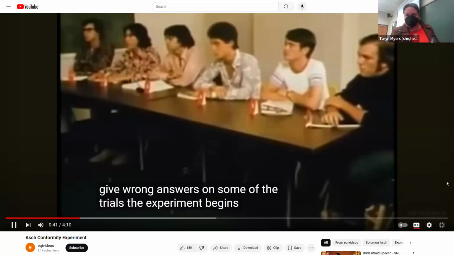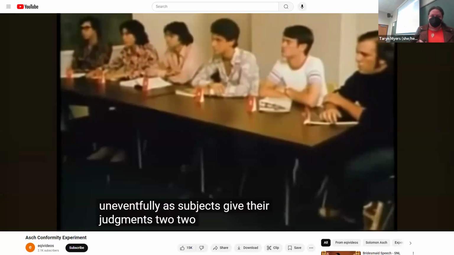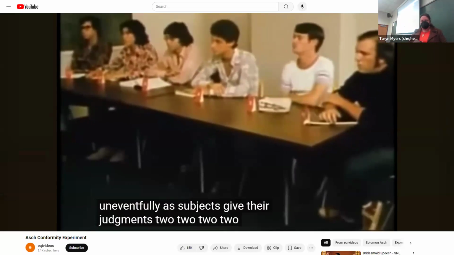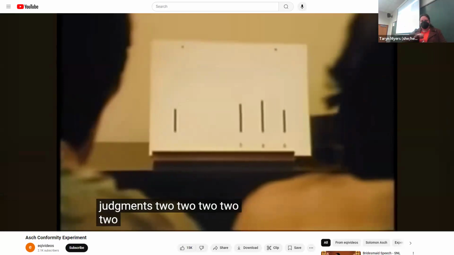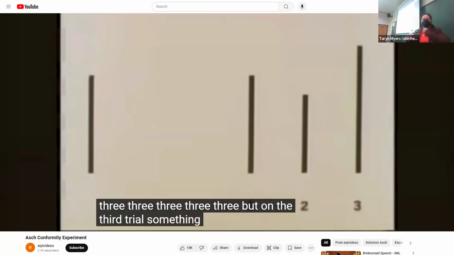The experiment begins uneventfully as subjects give their judgments. 2, 2, 2, 2. 3, 3, 3, 3. But on the third trial, something happens.